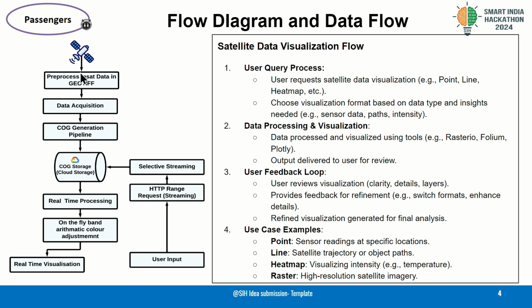First, from the satellite, the data will be collected and pre-processed. After that, the data will be acquired and passed through the COG generation pipeline. After passing through the COG generation pipeline, the data will be stored in the COG storage, let's say Google Cloud or AWS Cloud. After that the data will be processed in real time, with on-the-fly band and arithmetic color adjustment. After doing this, the data will be visualized based on the user input.